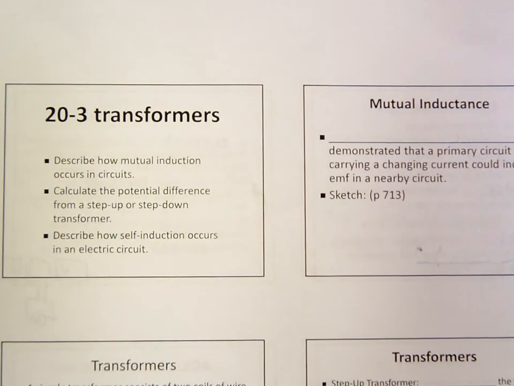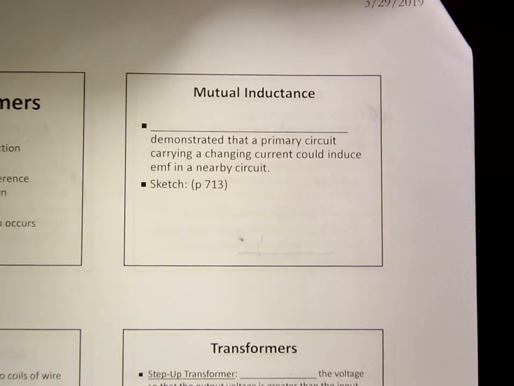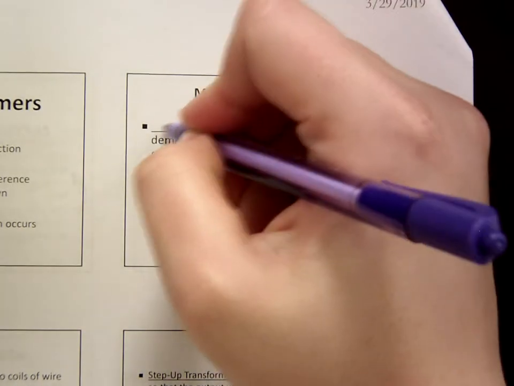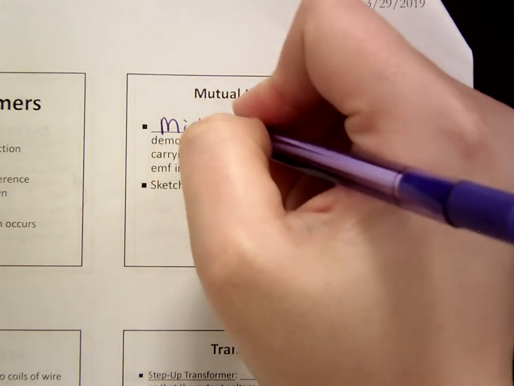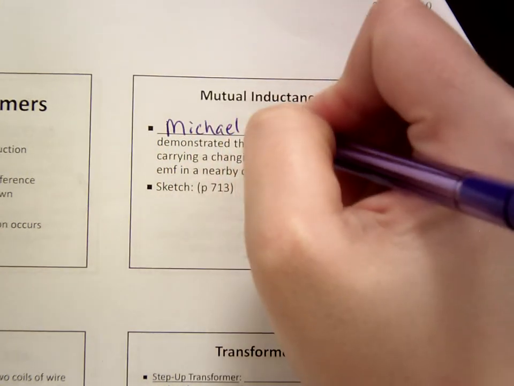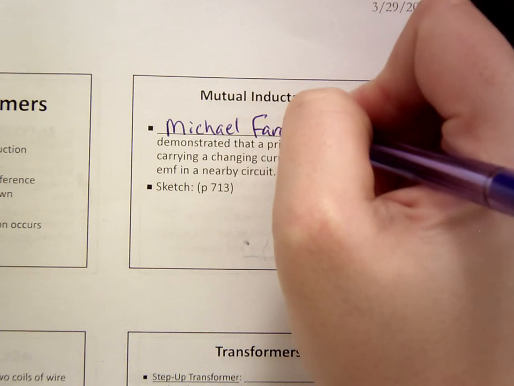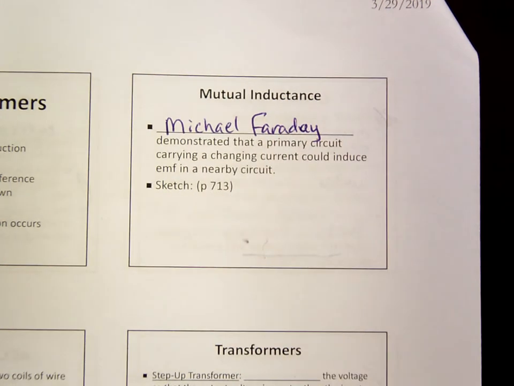Alright, in this video we're going to be looking at transformers. Let's start with a little bit of history. A man by the name of Michael Faraday did a lot of work with electricity and magnetism and how they relate to one another.